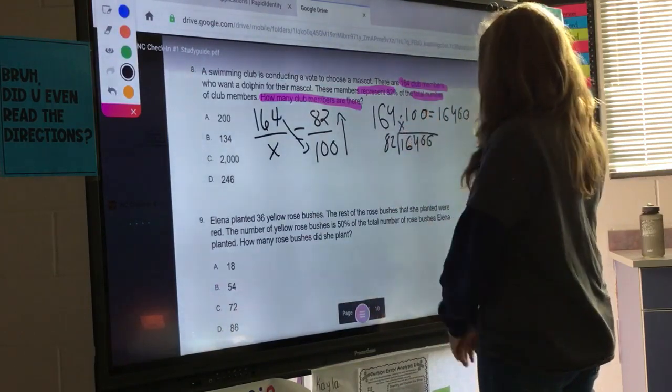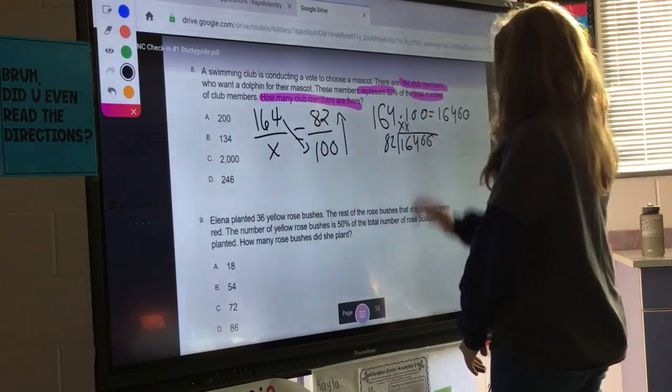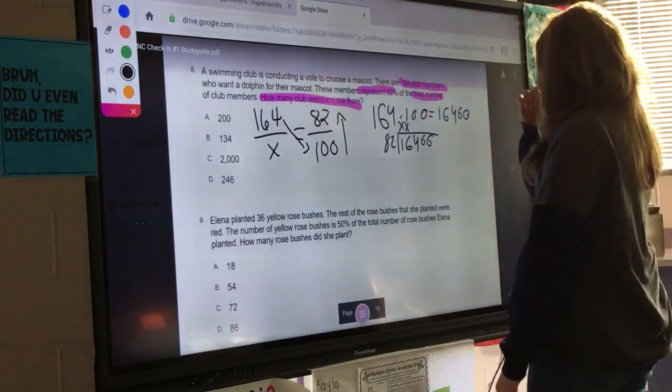So right now she is cross multiplying and then she is going to divide. Yep. Okay?